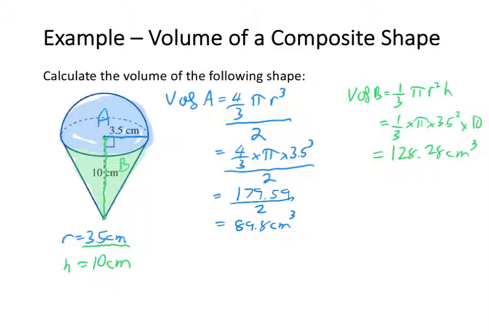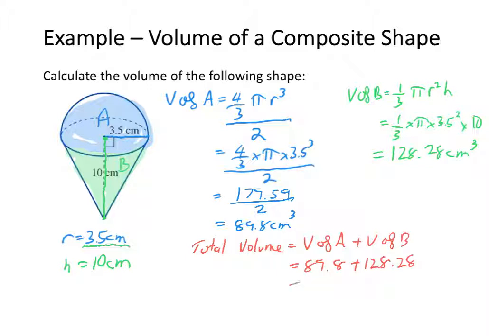So now that I've calculated the volume of shape A and B, I can find the volume of the composite shape by adding them together. So total volume is equal to volume of A plus the volume of B, which equals 89.8 plus 128.28. So my total volume is equal to 218.08 centimeters cubed. So there are a couple of examples of how we can calculate the volume of a composite shape by breaking them down and then adding each individual component together.